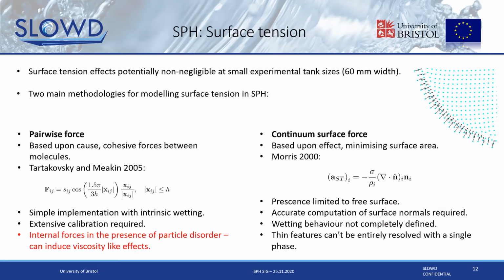As I mentioned, we found it was quite important to model surface tension as well. There are two main methods for this: the pairwise force and the continuum surface force. Pairwise forces are based on the actual cause of surface tension itself, this cohesive force between molecules. But what we've noticed within our formulation is that we get a lot of particle disorder, especially when we have really strong impacts of the fluid against the boundaries. Where we have this particle disorder, it causes these pairwise models to induce surface tension-like effects within the internal fluid. That's not something we want when we're trying to model energy dissipation in the fluid, because this internal surface tension behavior isn't really realistic.